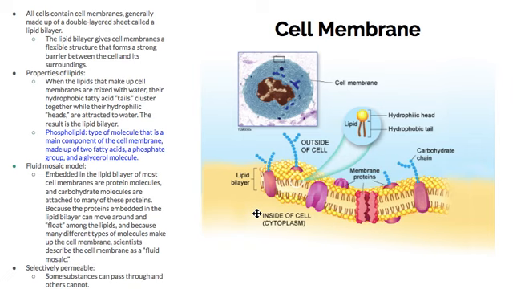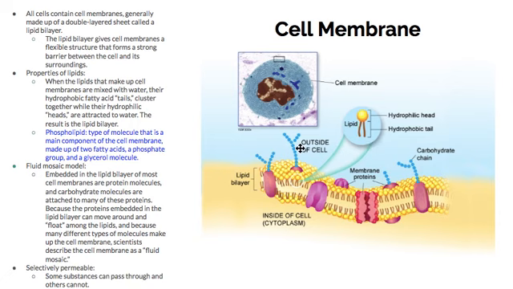When the lipids that make up cell membranes are mixed with water, their hydrophobic fatty acid tails cluster together, while their hydrophilic heads are attracted to water. And the result is the lipid bilayer. If you zoom in, you notice that all the hydrophilic heads are exposed to the water outside or inside of the cell, but all the hydrophobic tails are tucked away from the water. The phospholipid is a type of molecule that is a main component of the cell membrane. This is a simplified structure of a phospholipid. Phospholipids are made up of two fatty acids, a phosphate group, and a glycerol molecule.